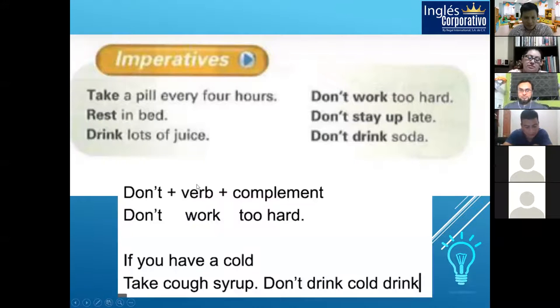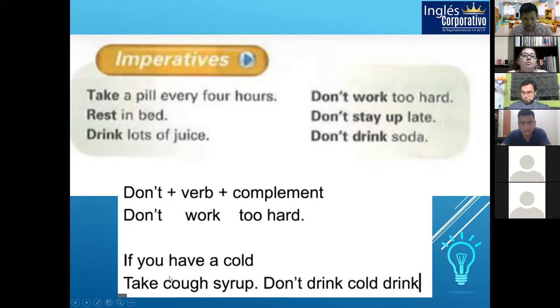Okay, students, continue. As you see, with imperatives we get a simple formula, right? We use don't, and we're going to talk about the negative way. Utilizamos don't de un solo. No ocupamos acá personal pronouns, because if you say, you don't work too hard, it sounds weird. Se escucha raro. You say, don't work too hard. That's the expression, right? As you see here, we put the auxiliary in a negative way, don't, plus the verb, work, plus the complement in an easy way, right?